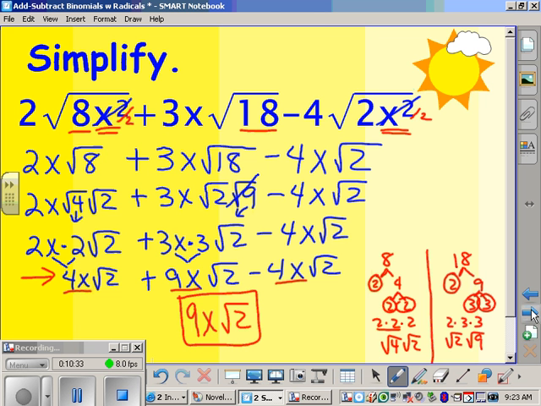And that completes the lesson on adding and subtracting radicals.